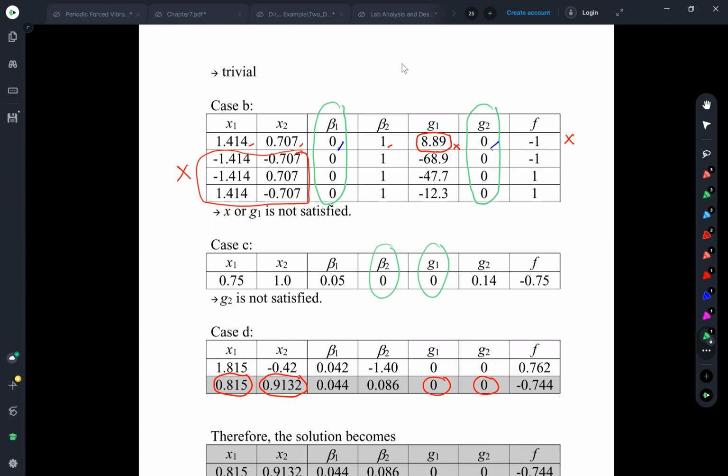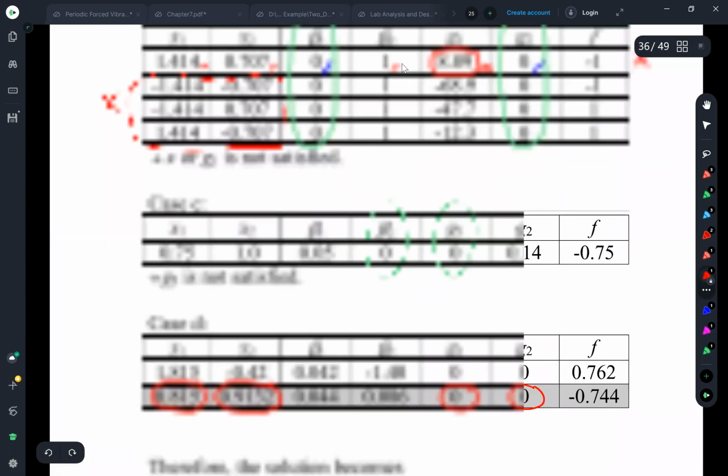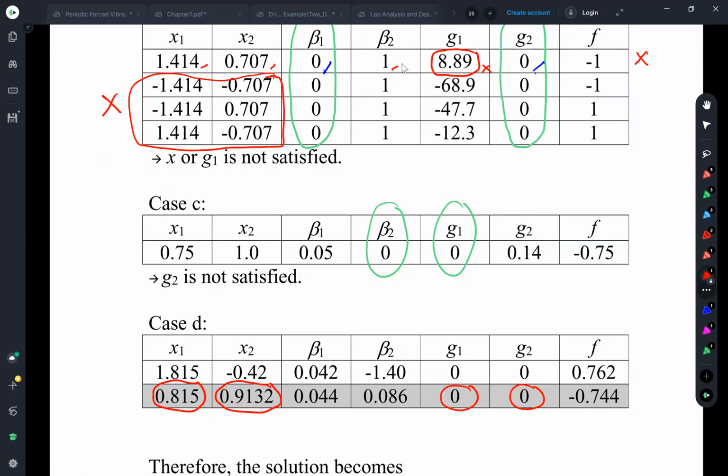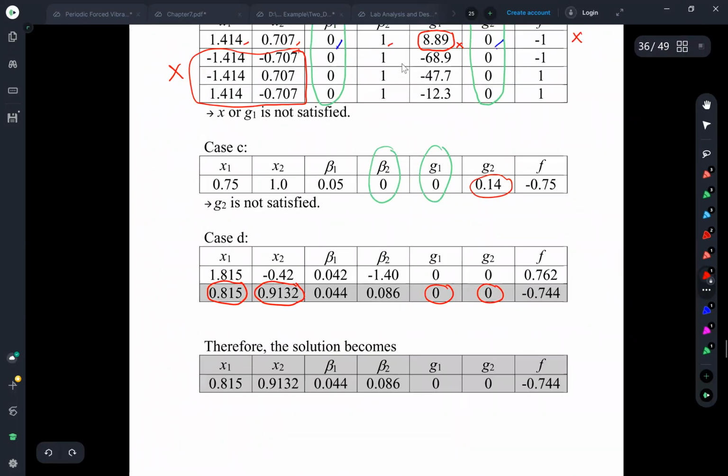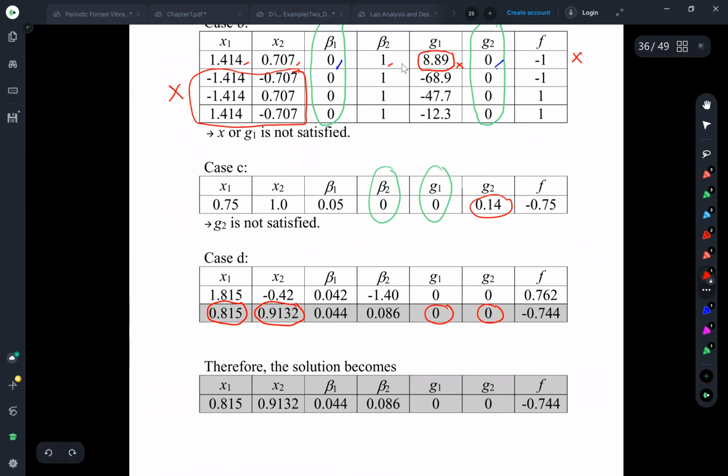And this is the only thing that we are not happy with, this one, right? I'm sorry. It is this one. Because the G function needs to be less than 0, but this one is not. 0.14 is positive. So it does not satisfy the inequality constraint we have.